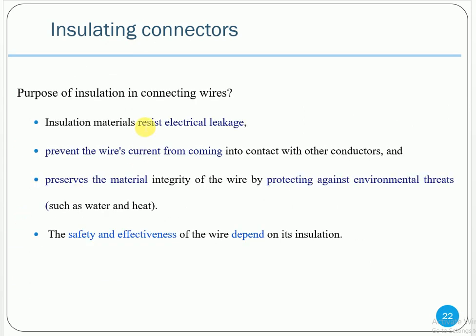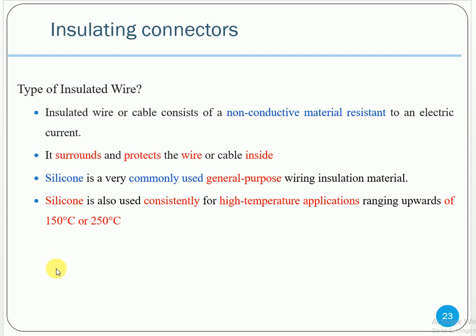And it avoids leakage of the current. Okay, it prevents the wire current from coming into contact, so you are not directly connected. It will avoid that. Okay, it's safety and effectiveness. So these are the benefits you get from using that. What material is normally used? Silicon material is used. Okay, very normally they are using that, because of high temperature applications, it will consistently withstand high temperature. What is the temperature? This is the temperature it can go to. It is the withstand capacity.